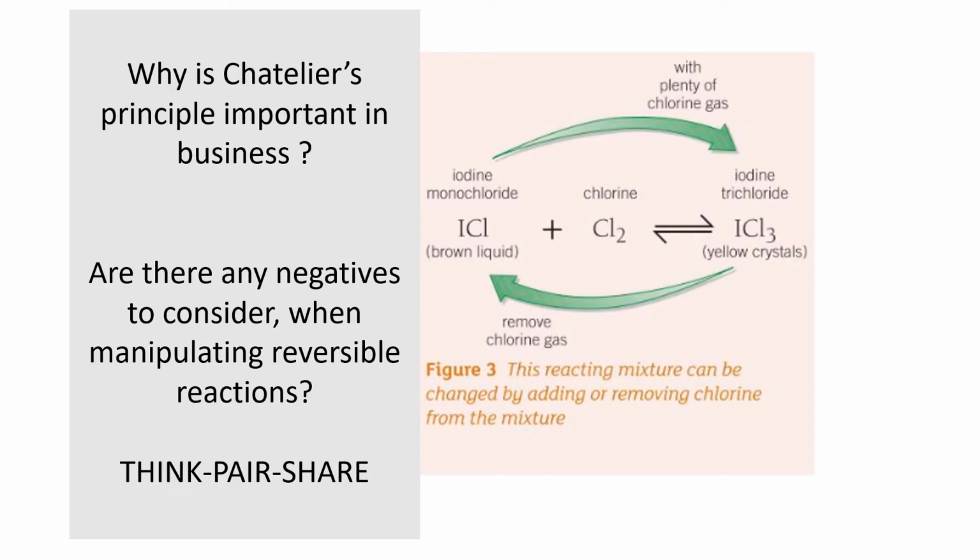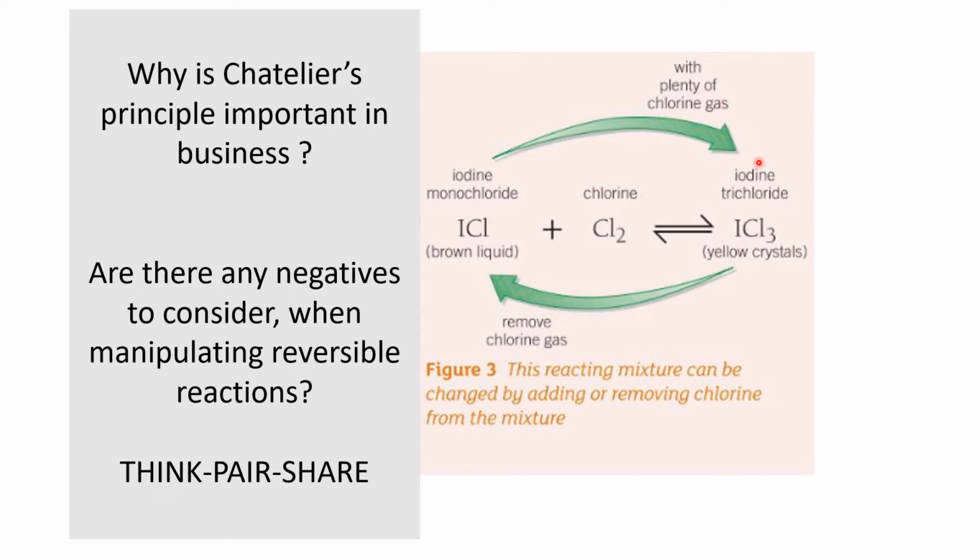Okay, so hopefully you've watched that video of Le Chatelier's Principle and you've read the whole mass of text about the principle as well. So if we look at the diagram here on the right, okay, this chemical reaction. So it's iodine monochloride and chlorine reacting to become iodine trichloride. So this reacting mixture can be changed by adding or removing chlorine from the mixture.